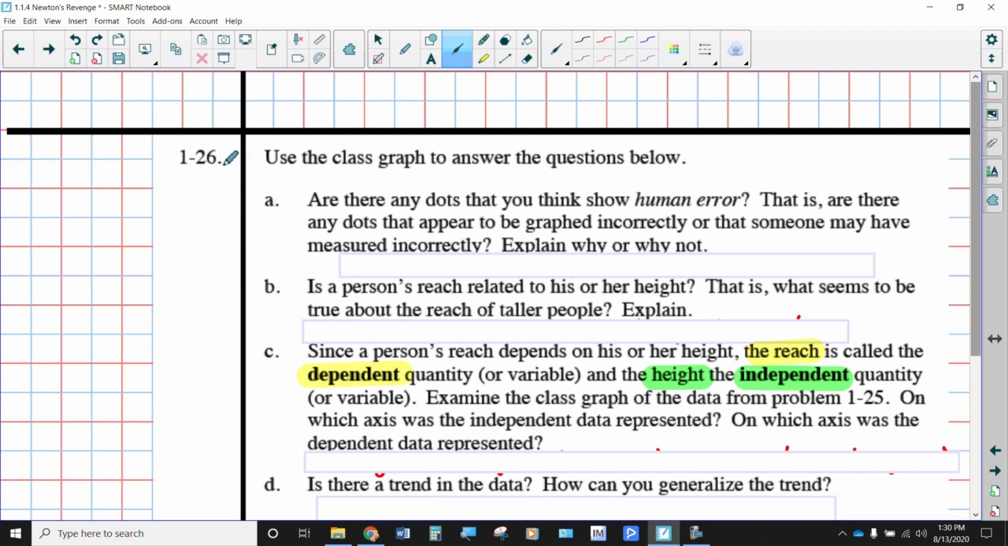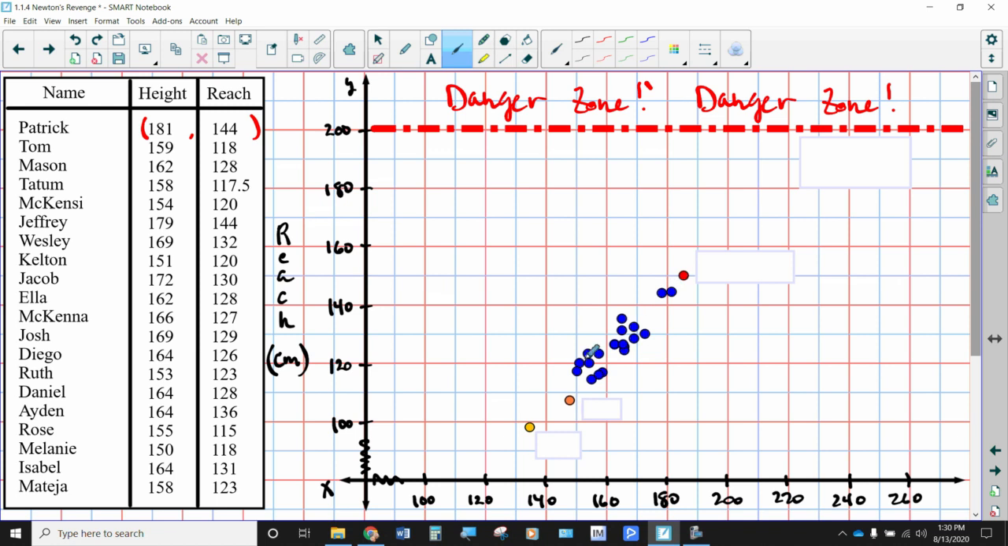For problem number 26, it says, use the class graph to answer the questions below. Are there any dots that you think show human error? That is, are there any dots that appear to be graphed incorrectly or that someone may have measured incorrectly? So when we take a look at all those dots, what you're looking for in a situation like this is to see if you can get what's called a line of best fit.